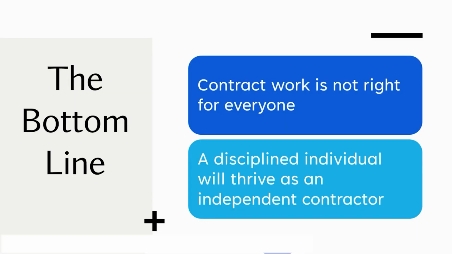So the bottom line is, independent contracting is not for everyone. However, for someone who's willing to take on the responsibility associated with it, the freedom it allows is extremely rewarding.